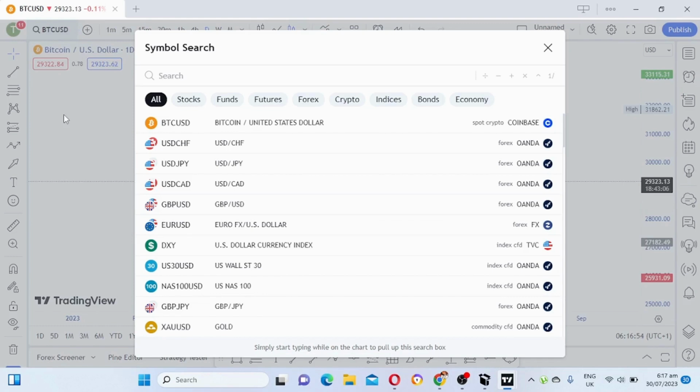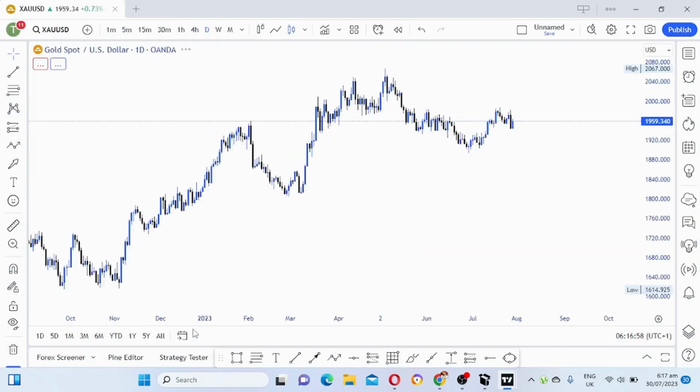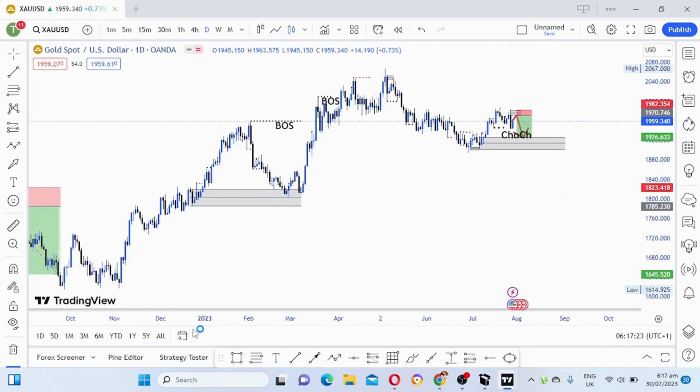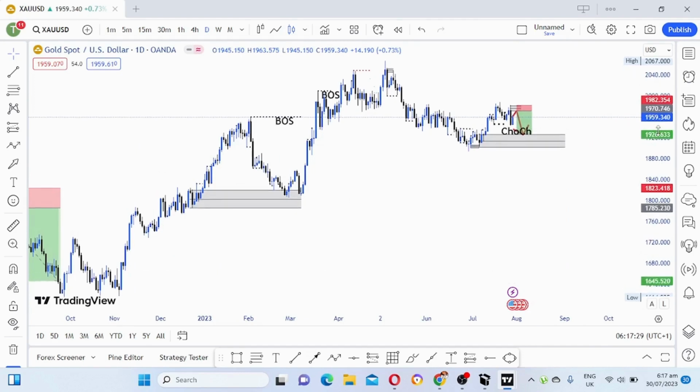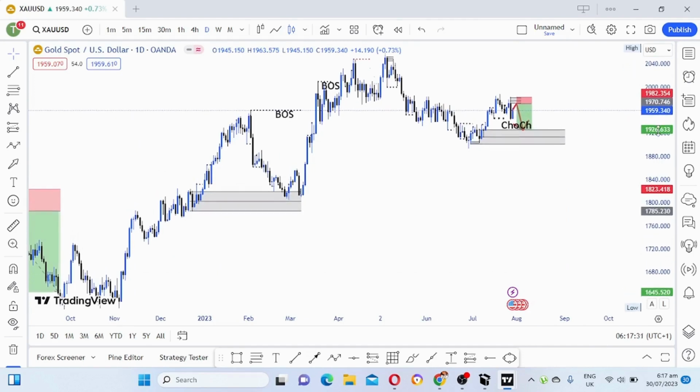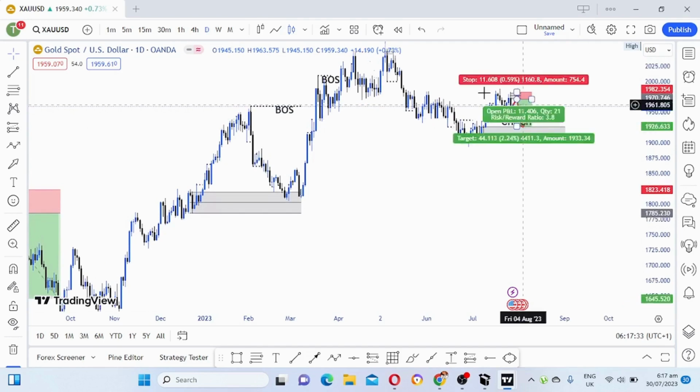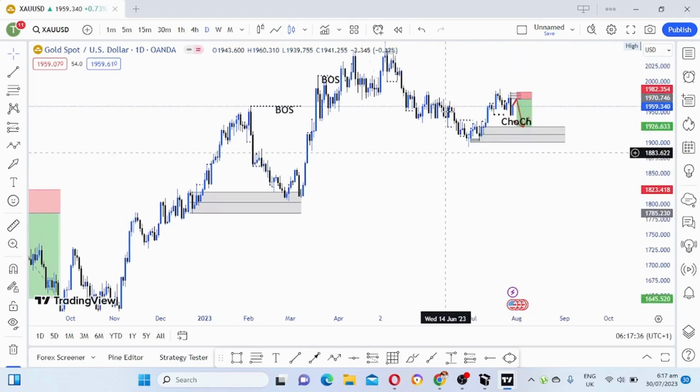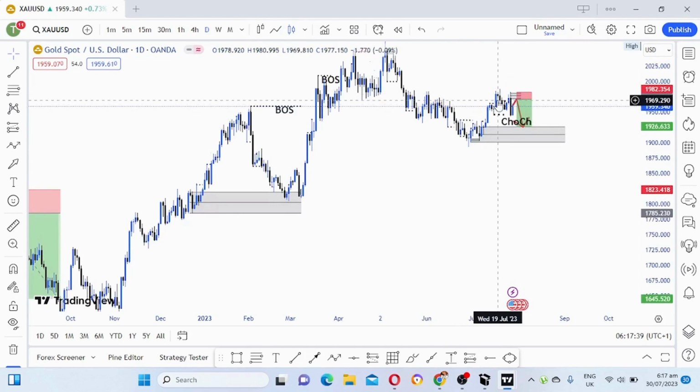So let's look at gold now. As you can see, on gold we had a change of character here. This is the change of character. So now we are in a pullback.